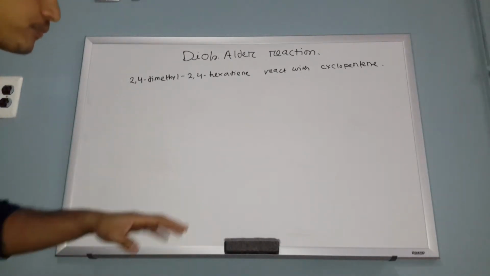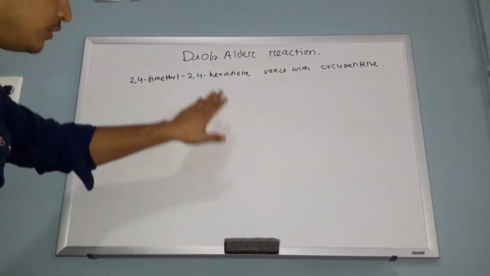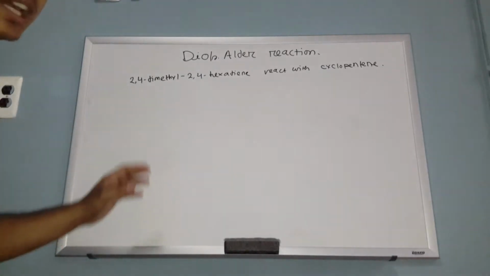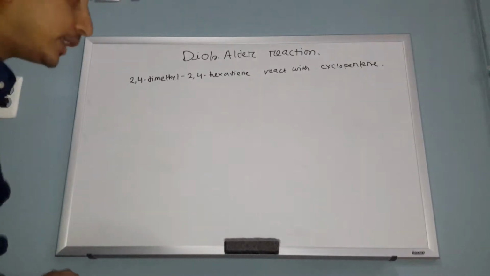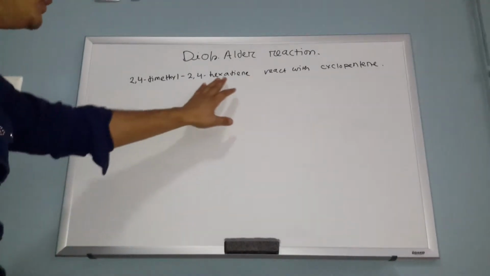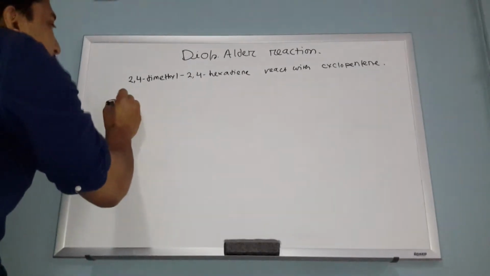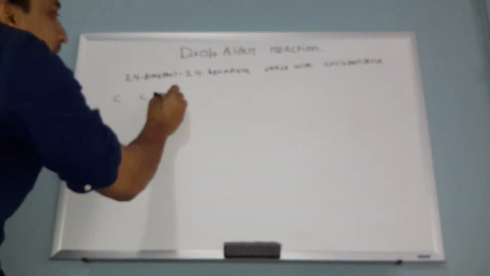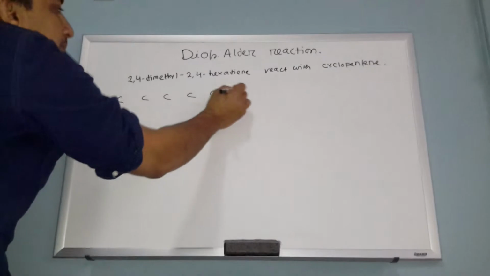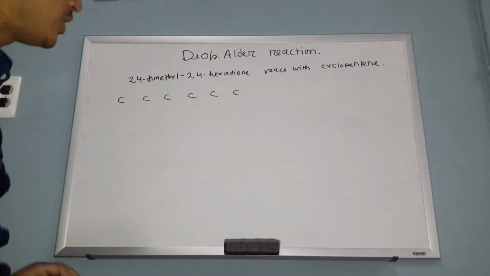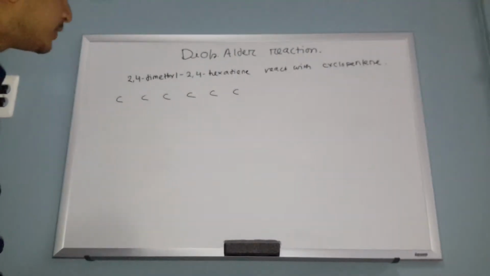So look, right now, if you want to make a ring, you have to convert the word formula to a structure formula. So what is the structure formula? There is a hexadiene, 6. So write the 6 carbons first: 1, 2, 3, 4, 5, 6. Hexa means how many carbons? Hexa means 6 carbons.